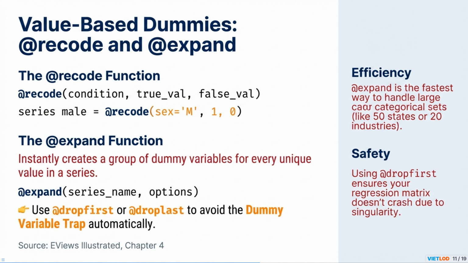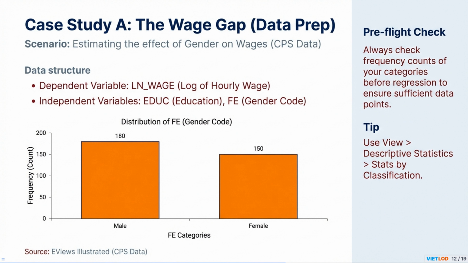The expand function is the powerhouse for handling variables with many categories. It automatically generates a set of dummy variables for every unique value it finds in the specified series. This offers great efficiency, as it's the fastest way to handle large categorical sets, such as 50 states or 20 industries. Crucially, expand has options to help you automatically avoid the dummy variable trap.